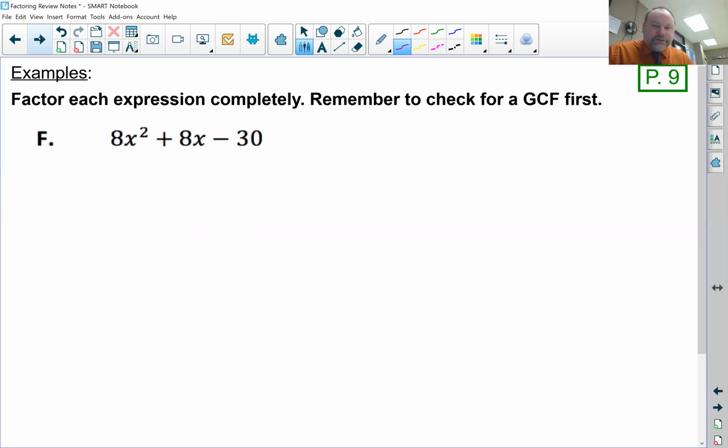All right. 8x squared plus 8x minus 30. Is there a GCF? All those numbers are even, so there's for sure a 2.